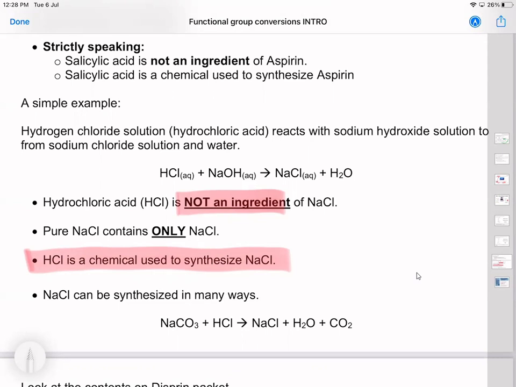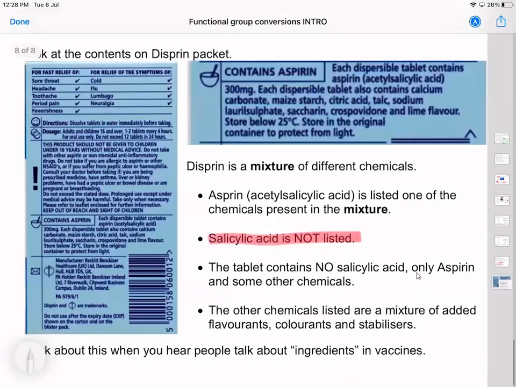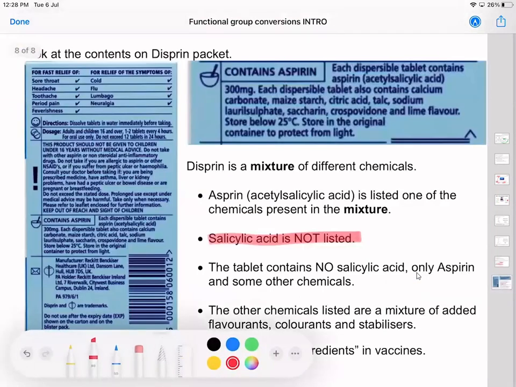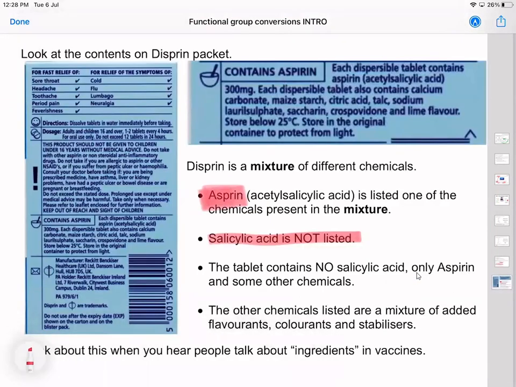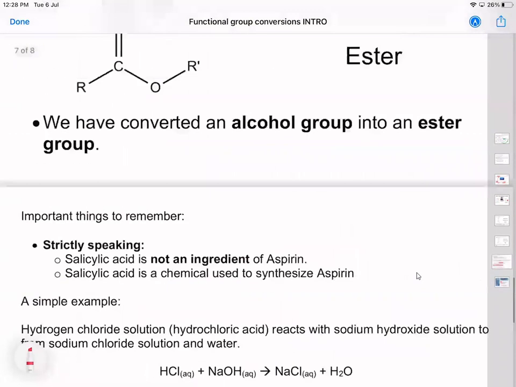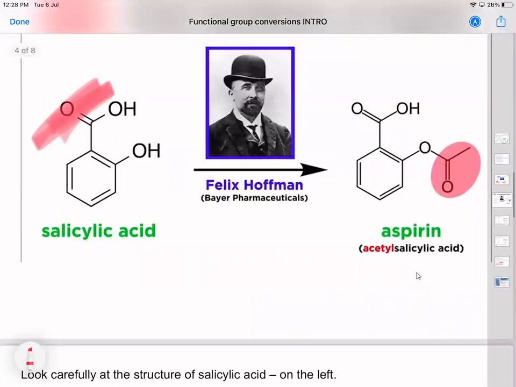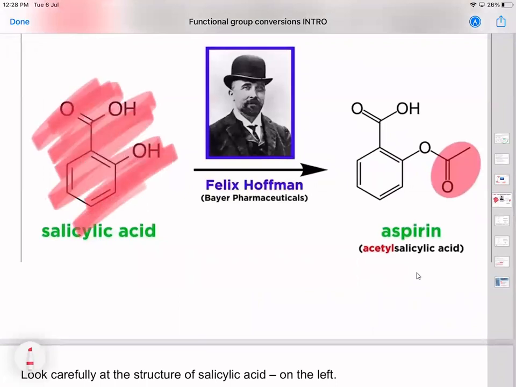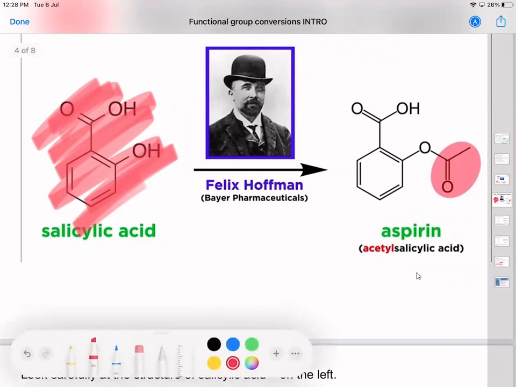Okay. Cool. So when you look at the ingredients on aspirin, you'll see that it contains aspirin, but it does not contain salicylic acid. It does not contain any of this original molecule, because how we made the aspirin is not important. The backstory of the aspirin is kind of like, okay, now we're done making the aspirin, forget about how we made it.